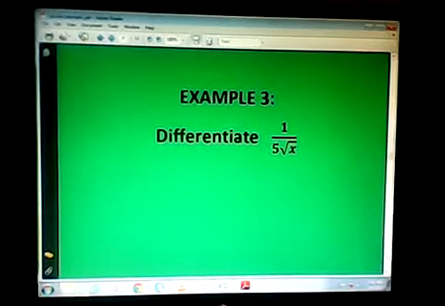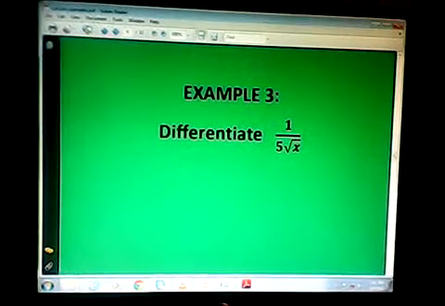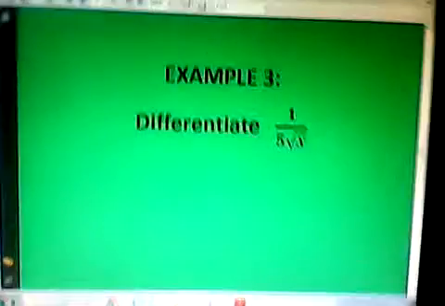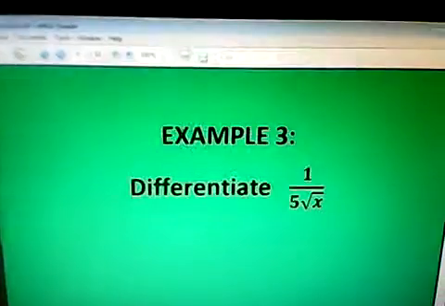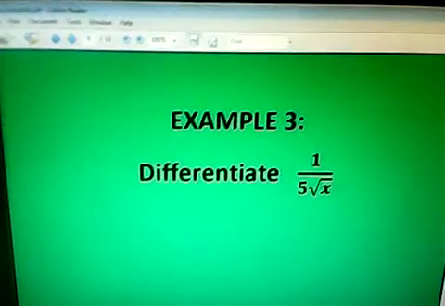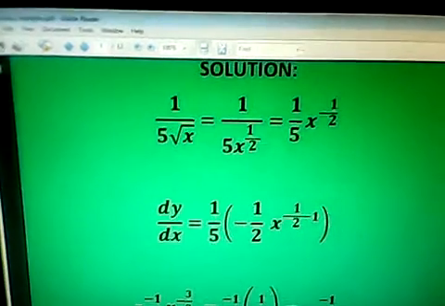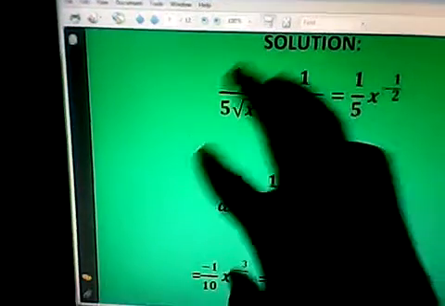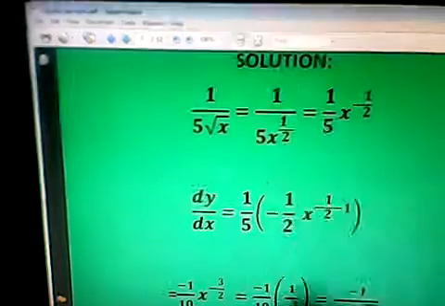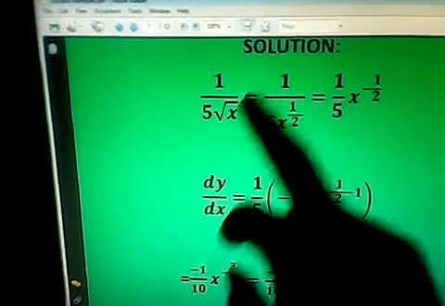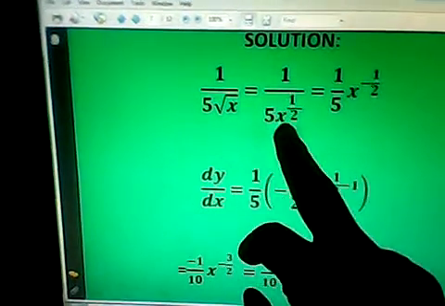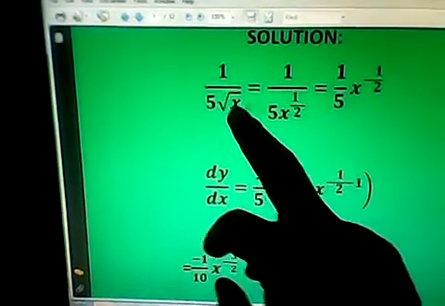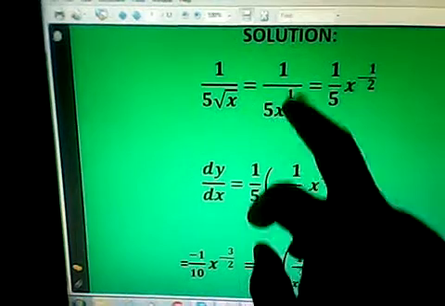We have been working on various examples. This example 3: differentiate 1 over 5 root x. You can see at the denominator we have 5 root x. That's a radical, so we do slight mathematical manipulation here. 1 over 5 root x becomes 1 over 5 x raised to the power half. Of course, I believe you know from indices that root x is x raised to the power half.